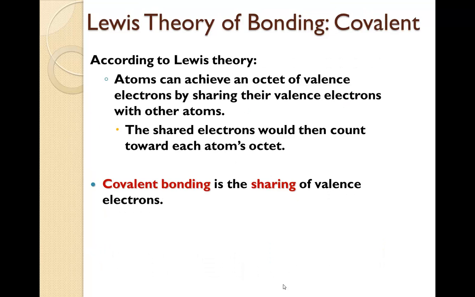Now let's discuss covalent bonding. According to Lewis theory, atoms can achieve an octet of valence electrons by sharing their valence electrons with each other. The shared electrons would then count towards each atom's octet. Covalent bonding is the sharing. That's the important part of valence electrons, where ionic was giving and taking, forming cations and anions.